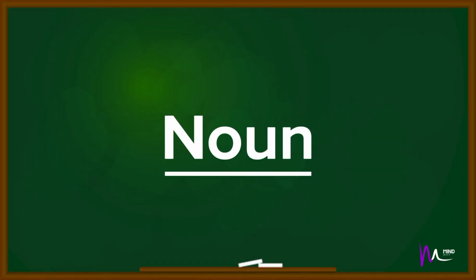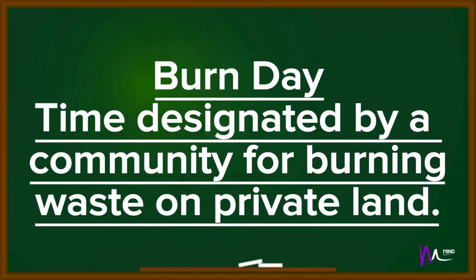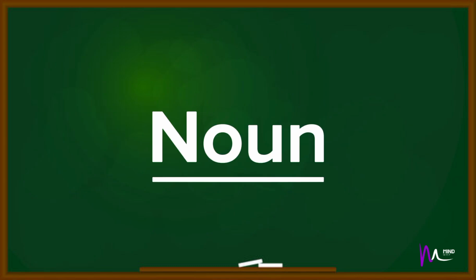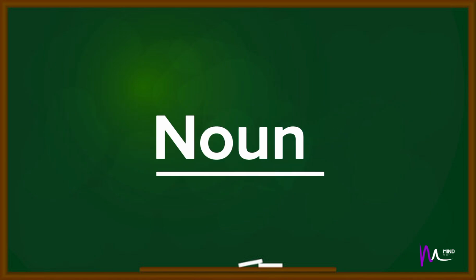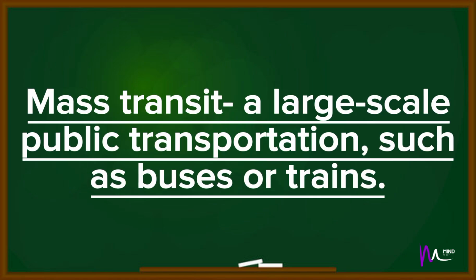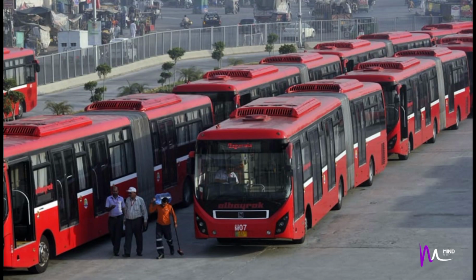Burn day. It's a noun. So a burn day is actually the time designated by a community for burning waste on private land. Carpool. It's a noun. Carpool is a system of transportation where one car transports several riders. Mass transit. It's a noun. Mass transit is a large-scale public transportation, such as buses or trains.